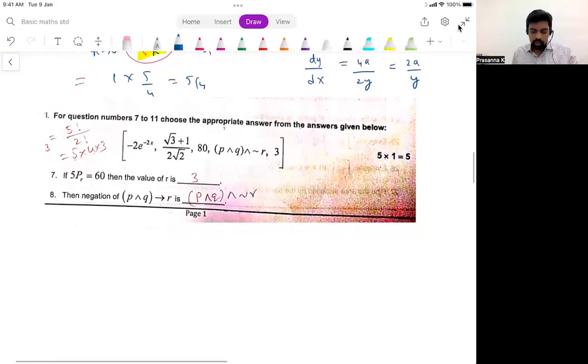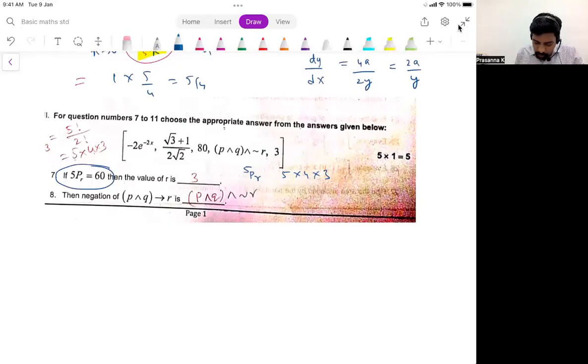Then seventh question, if 5Pr equals to 60, then find the value of r. This is very simple. You just multiply the preceding numbers. It is 5Pr, correct? So first you do 5 into 4. 5 into 4 is 20, but we want 60 there. So again, I will multiply its preceding number, 5 into 4 into 3. So 5 into 4 into 3 is 60. Therefore, value of r will be 3.